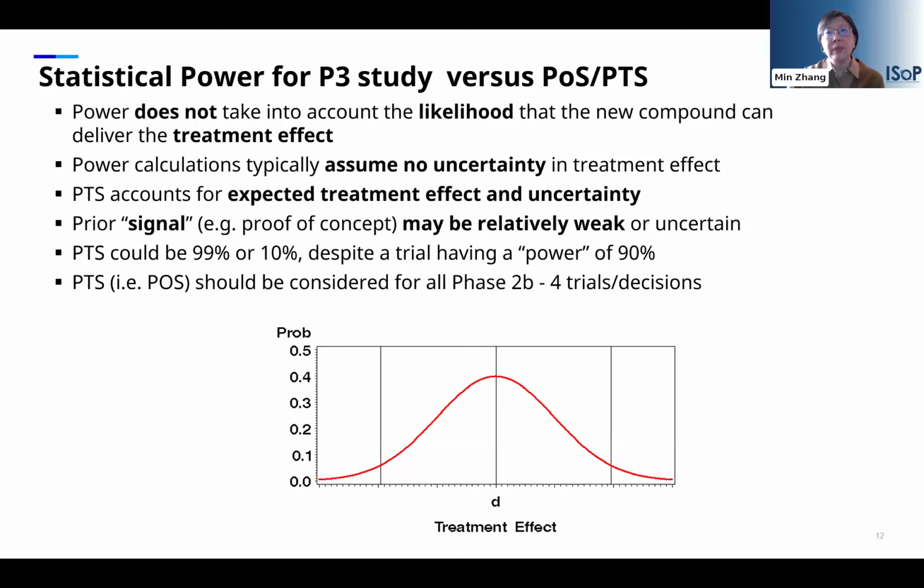So POS and PTS could be very high as 99% or very low as 10%, despite a trial stated a statistical power of 90%. So in practical terms, considering POS and PTS is crucial for decision-making in phase 2B to phase 4 trials. These metrics guide our judgment and help us make informed choices based on projected outcomes and uncertainties.